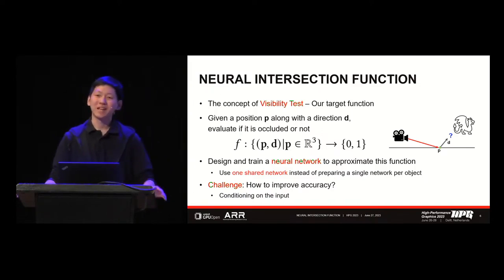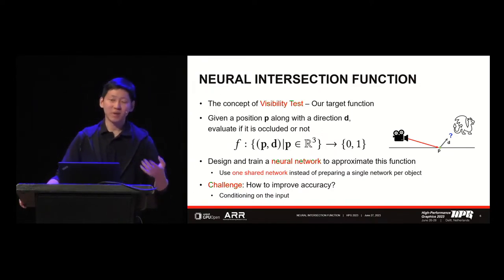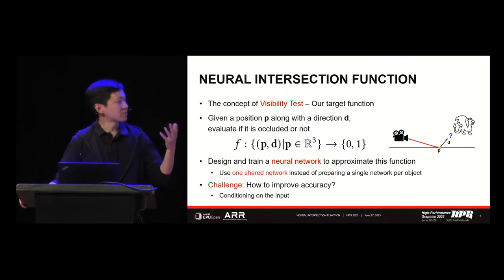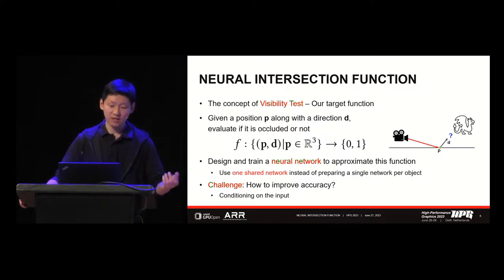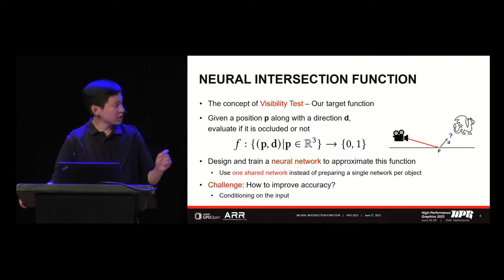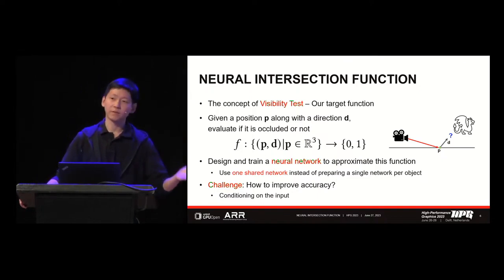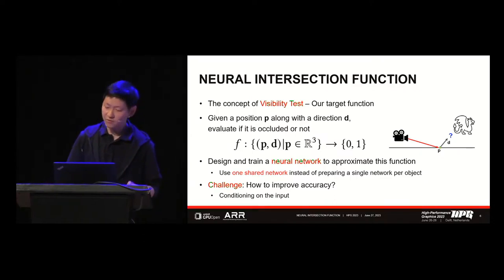At the same time, we want to consider how to better utilize the resources that we have, for example, the number of rays being sampled, as well as the training time, the training efficiency, and the runtime efficiency. So the challenge here is how to use the resources effectively, as well as how to approximate this function accurately.